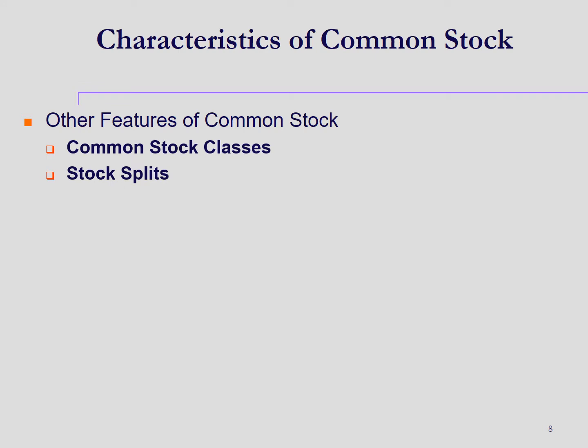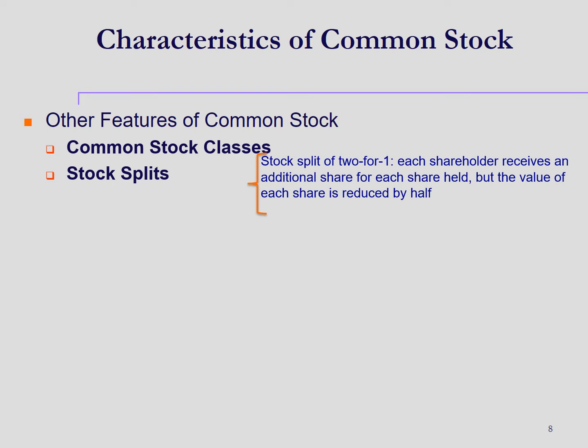A stock split is a corporate action that increases the number of its outstanding shares by dividing each share, which in turn diminishes its share price. For example, a stock split of 2-for-1 means each shareholder receives an additional share for each share held, but the value of each share is reduced by half.